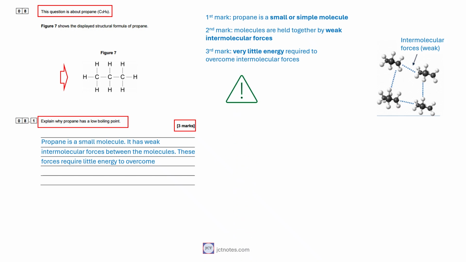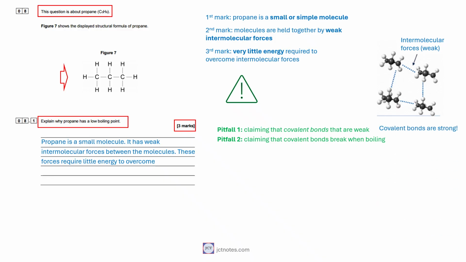But wait, let's look at why only 1 in 7 students actually managed to get all 3 marks on this question. This is where clear and precise chemical language is absolutely critical. A massive number of students wrongly claimed that propane has covalent bonds that are weak, or that you have to break the covalent bonds to boil it. This is a huge misconception.